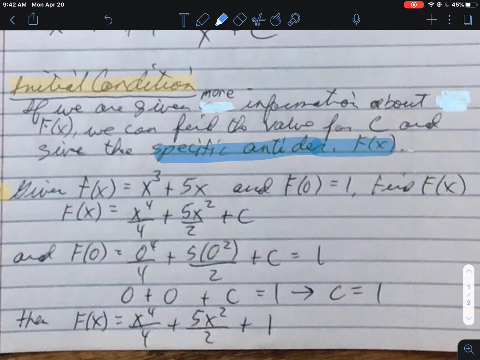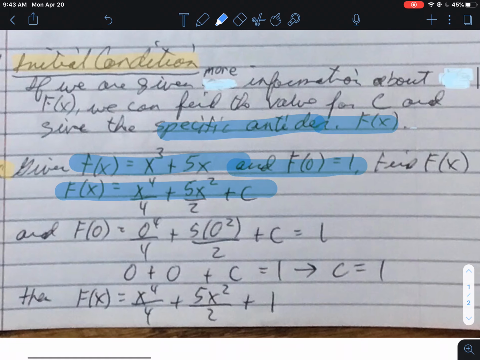So for example, given that little f of x is x cubed plus 5x, but then also told that cap F of 0 is 1, right? So we're given a specific piece of information about our antiderivative cap F. We can find the specific antiderivative cap F of x. So we do the same process for the antiderivative, right? Our general antiderivative, that's just, again, our power rules. So increase the exponent by 1 and divide. So I've got x to the 4th over 4 plus 5x squared over 2. And then we tack on our constant c. And there's our general antiderivative.